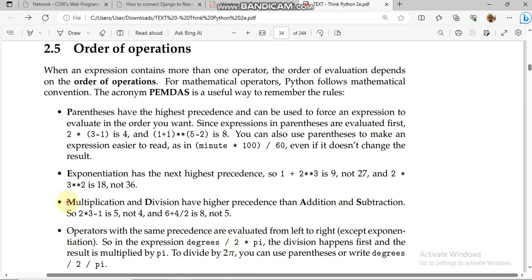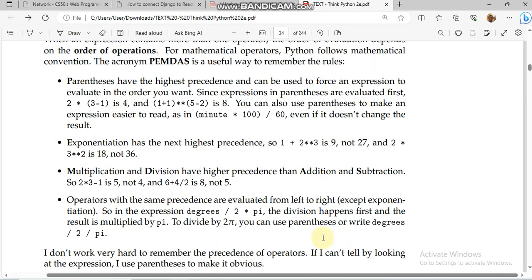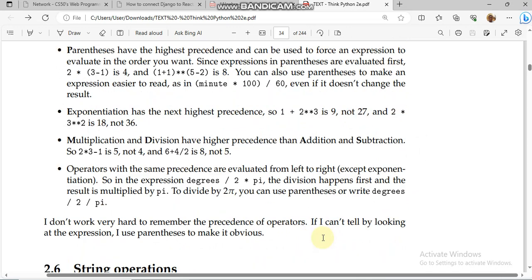As you can see here, multiplication and division are together, then followed by addition and subtraction, which have the same precedence, except parentheses and exponentiation, which have different precedence. So looking at this, you don't have to work very hard. You just look at the expression and use parentheses to make it obvious.